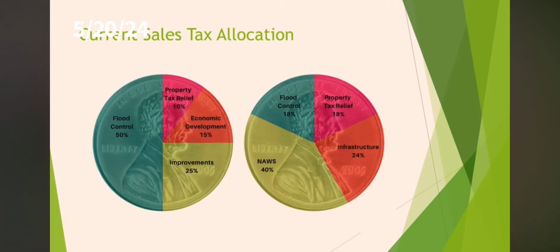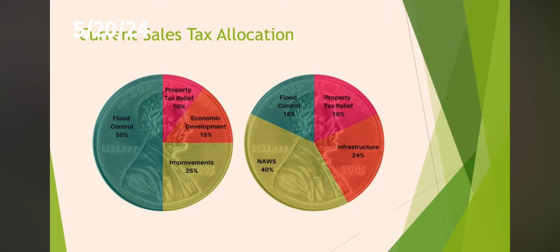So when we add that 40% for NAS, the other three allocations were reduced proportionately. So instead of infrastructure receiving 40% of a penny, it's now only receiving 60% of that, so it's 24. And of course, property tax relief and flood control were also reduced to 18%.